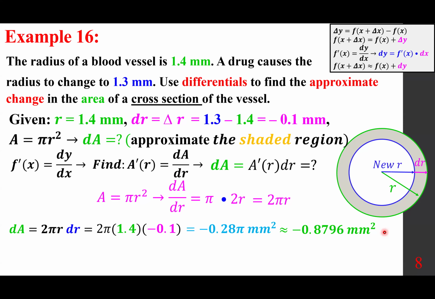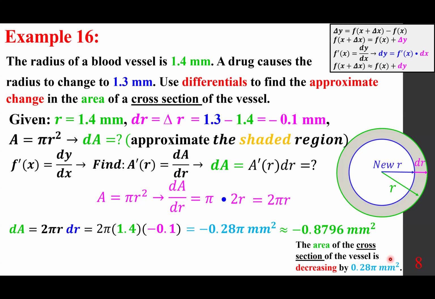Now, what does it mean? The area of the cross section of the vessel is decreasing. Why is it decreasing? Because this is negative. By how much? By this, by 0.28 pi millimeters squared. Bear in mind, when we mention decreasing, we make sure this is positive because decreasing will negate the value. So we don't do negative times negative is positive. Okay, so decreasing is positive.